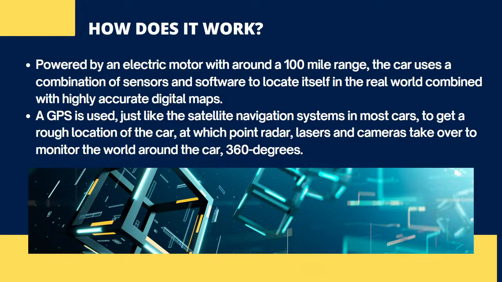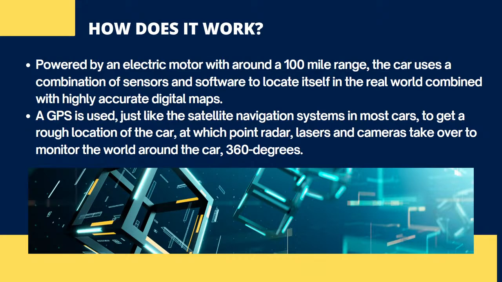And how does it work? Powered by an electric motor with around 100 mile range, the car uses a combination of sensors and software to locate itself in the real world, combined with highly accurate digital maps. GPS is used just like the satellite navigation system in most cars to get a rough location of the car. That is very important in identifying the environment, whether it is a city, a highway or a rural location. So the GPS location can be used for immediate identification of the general environment.